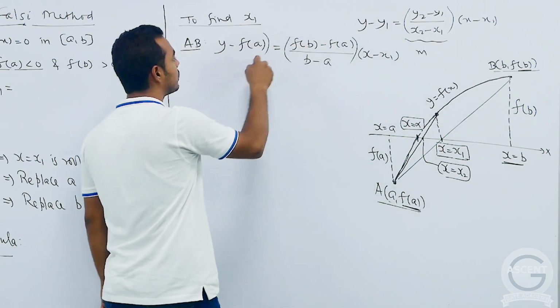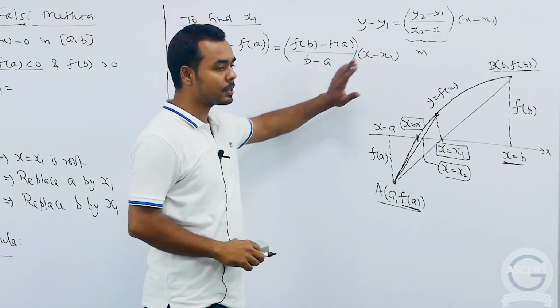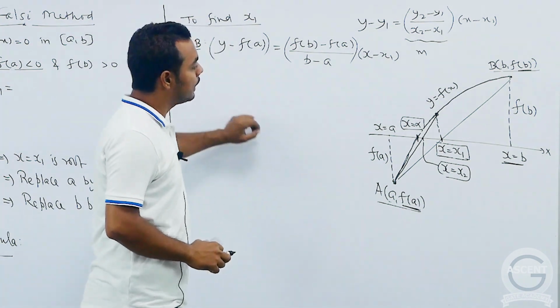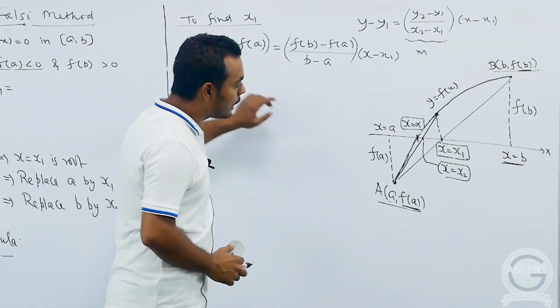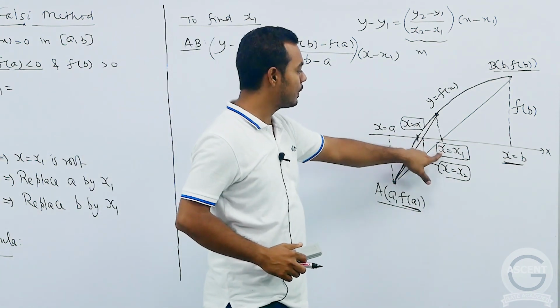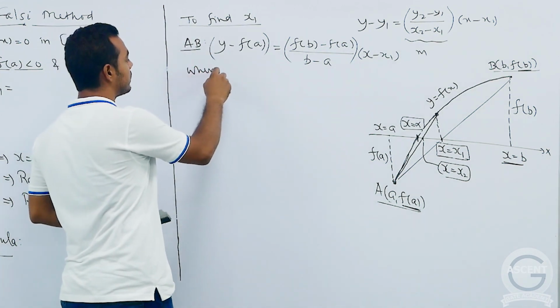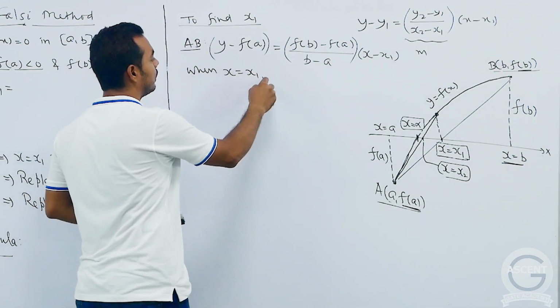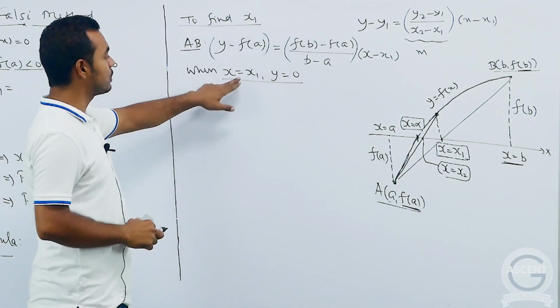This will be the equation of line AB: y minus y1 equals m into x minus x1. Now, the point where this line crosses the x-axis, at that point the value of y will be 0 and the value of x will be x1. So we can write that when x is x1, the value of y is 0.